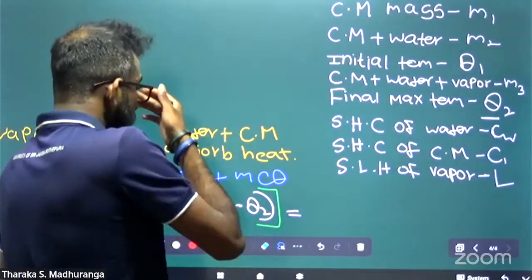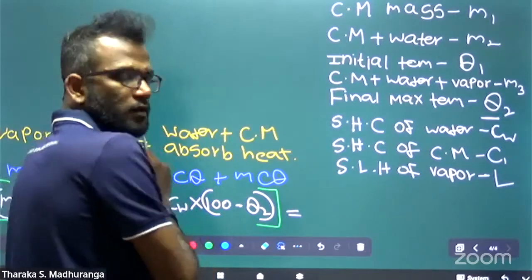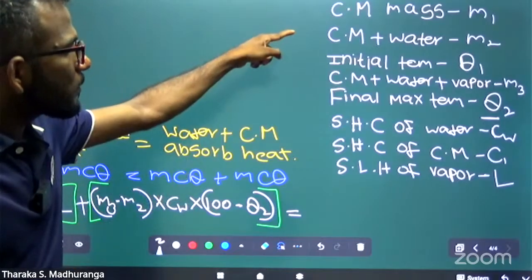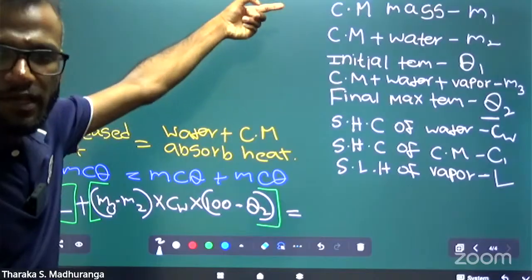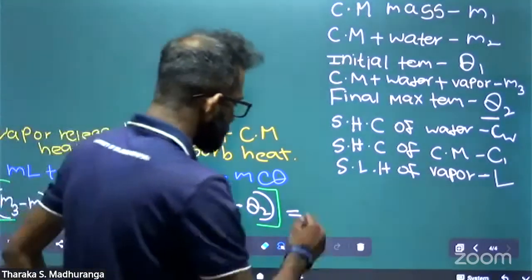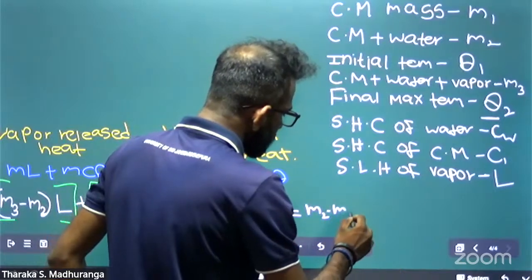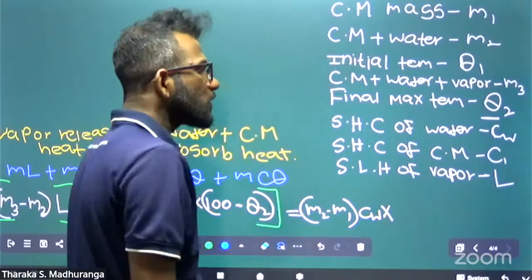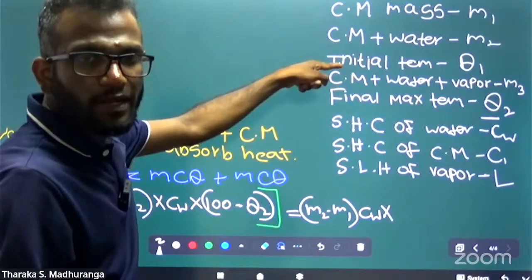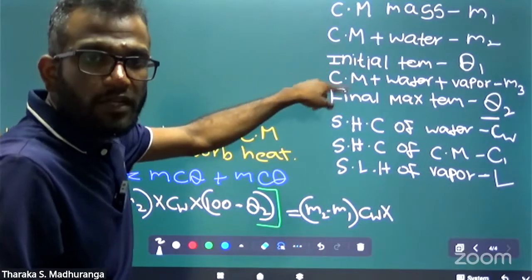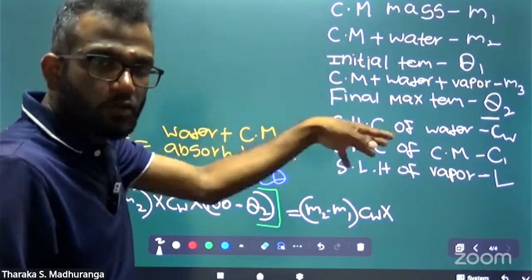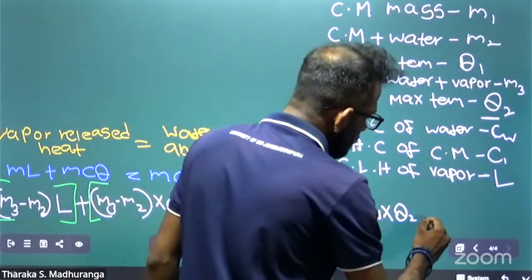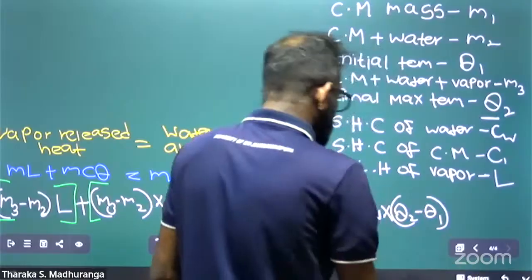The mass of the water now: M2 minus M1, right? Same as previous. The specific heat capacity of water CW. Temperature difference: initial temperature of water and calorimeter is theta 1, and the final maximum temperature is theta 2. Now the temperature increased more than the room temperature, therefore theta 2 is the higher value. Theta 2 minus theta 1 is the temperature difference.